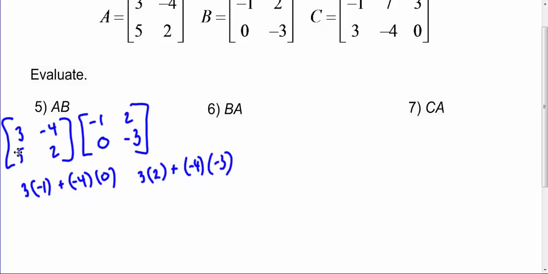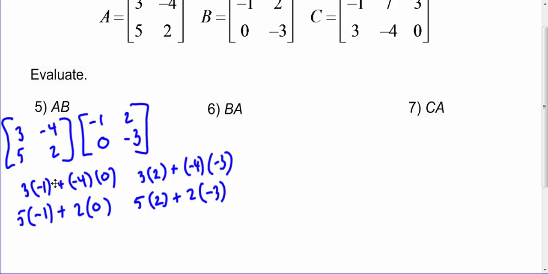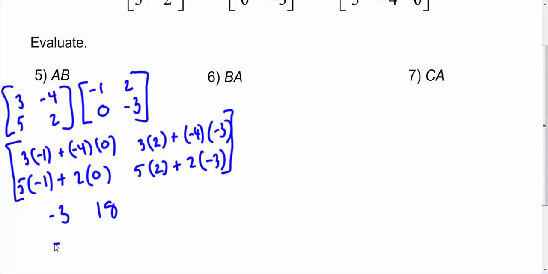This is our second column in the first row, plus negative 4 times negative 3. And once we've finished with that first row, then we go to the next row. So we'd have 5 times negative 1 plus 2 times 0. So 5 times negative 1, 2 times 0. And then 5 times 2 plus 2 times negative 3. At this point, we can just simplify all these numbers. We'll get negative 3 plus 0, so that's negative 3. 6 plus 12 is 18. We'd have negative 5 plus 0, and then 10 minus 6. And there's our matrix.